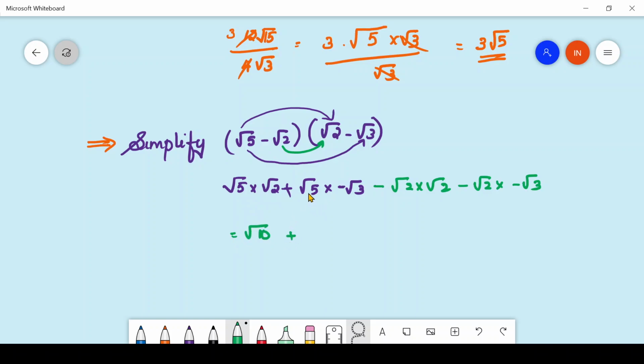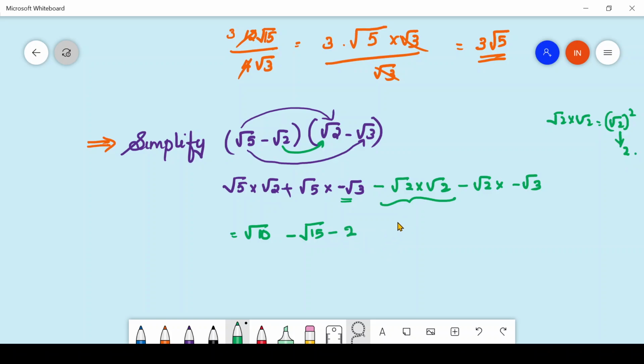What will be the next term? Is it plus or minus root 5 into negative root 3? Yes, that will come as a negative because this number has a negative sign. So that is root 15. Then again, root 2 into root 2 is 2, because root 2 multiplied with root 2 will be root 2 the whole square. That will again turn to 2. But here the sign is negative, so negative 2.